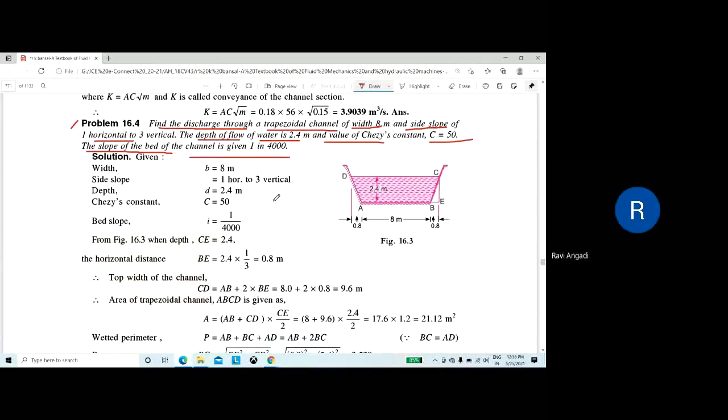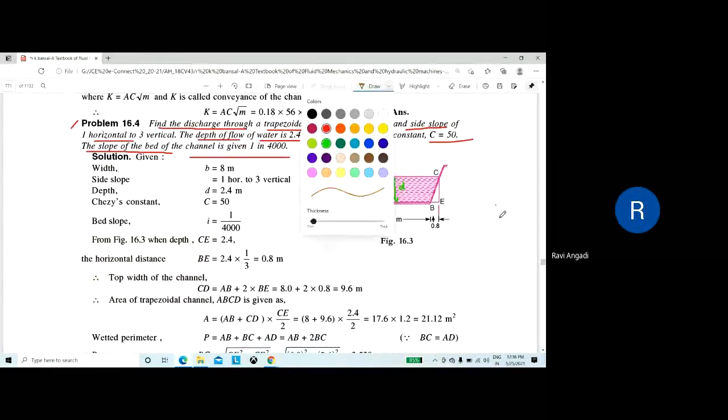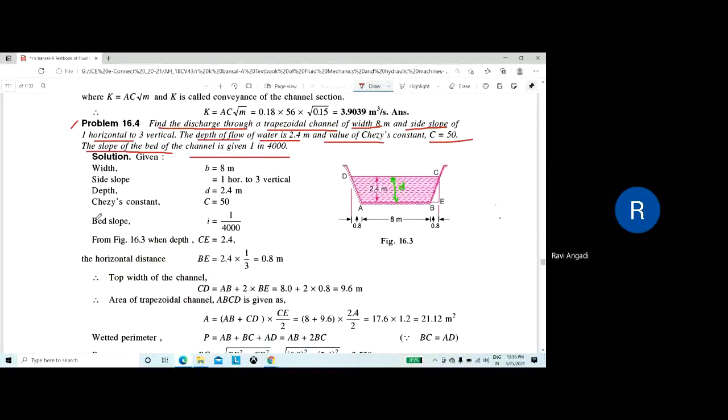Here the shape of the channel section is a trapezium. You all can see the figure here. And what data are given here? The width of the channel section is given. Then the depth of the channel section is given also. This is D, or you can take it as Y. And also the side slopes are given.